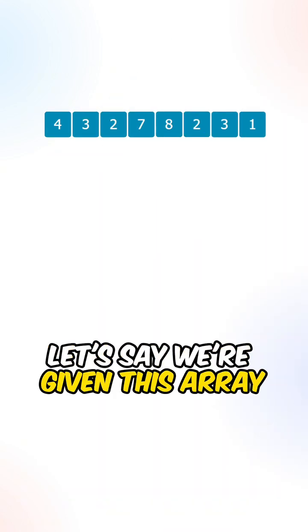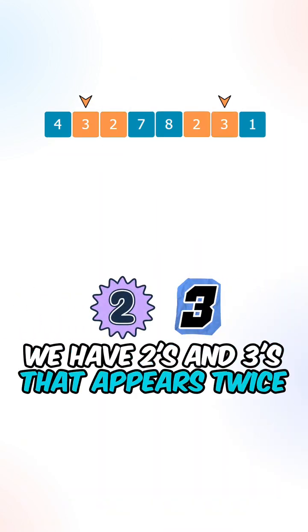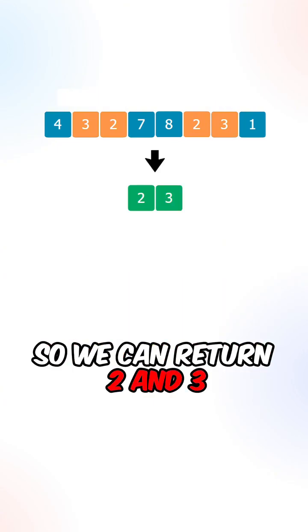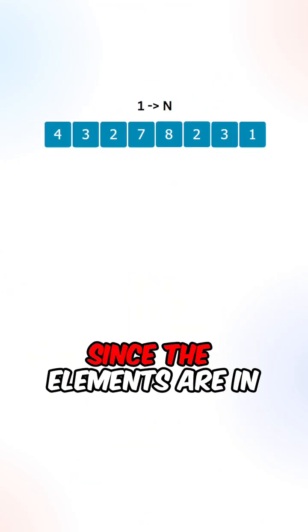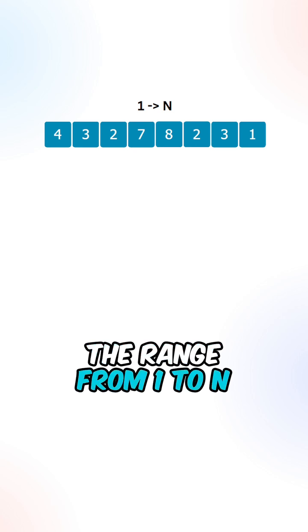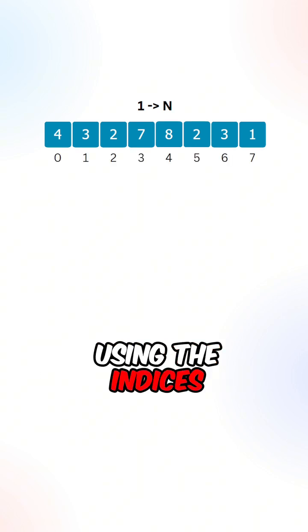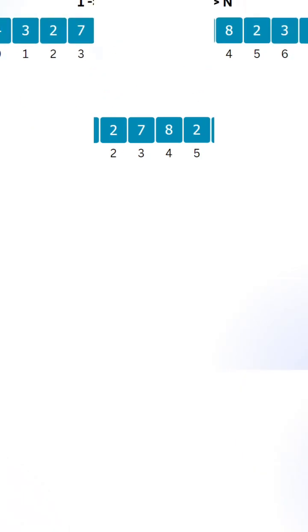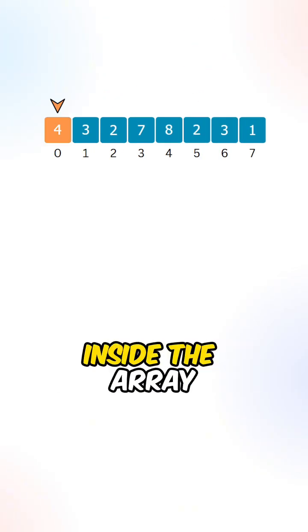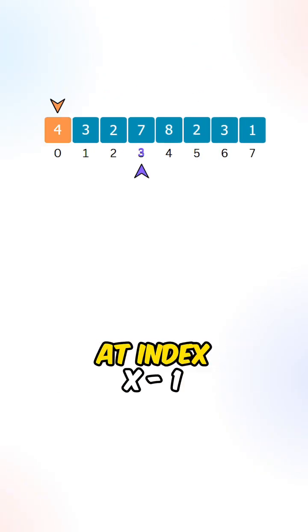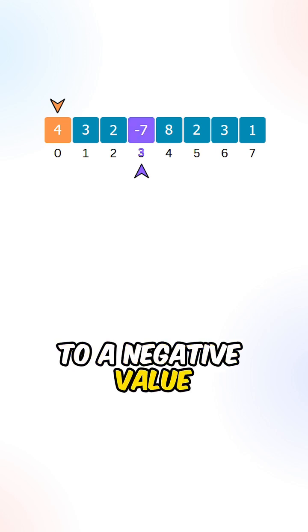Let's say we're given this array. We have 2s and 3s that appear twice, so we can return 2 and 3. Let's go over the thought process. Since the elements are in the range from 1 to n, we can represent them using the indices, which are from 0 to n-1. Now, for each element x inside the array, we can set the value at index x-1 to a negative value.